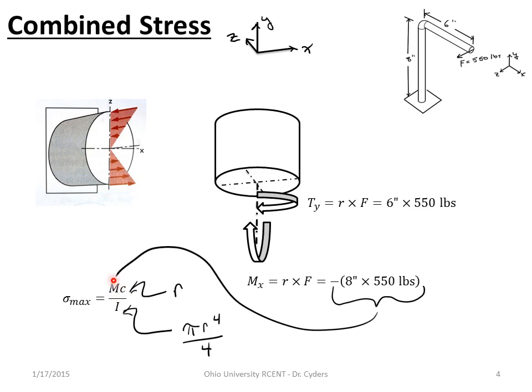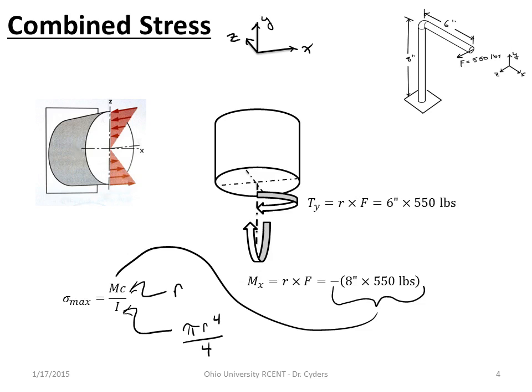The bending moment reaction is this negative 8 times 550. C is the maximum distance from the neutral axis for this circular beam. It's going to be R again. And I is the area moment of inertia, pi r to the 4th over 4. So we've seen this, of course, a number of times.